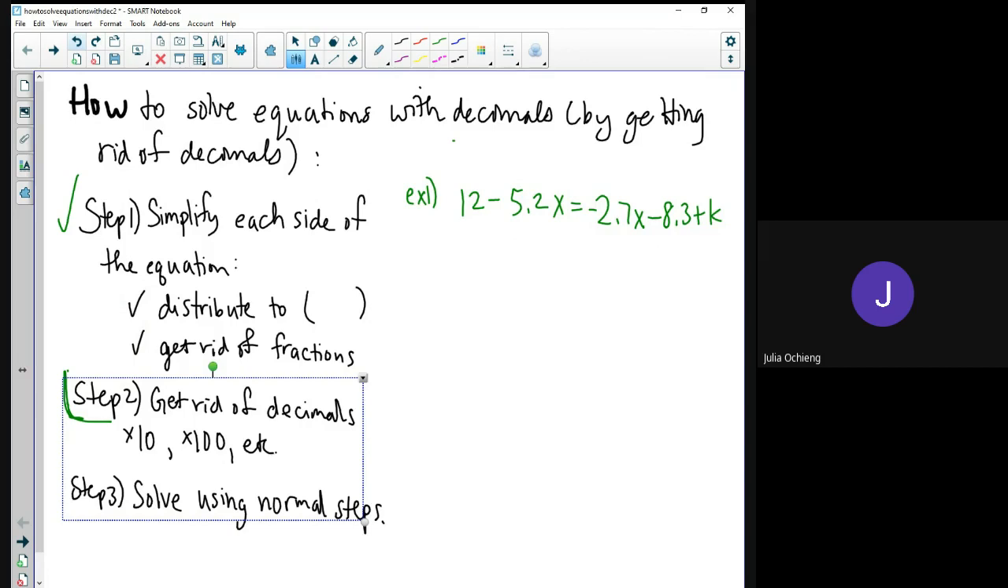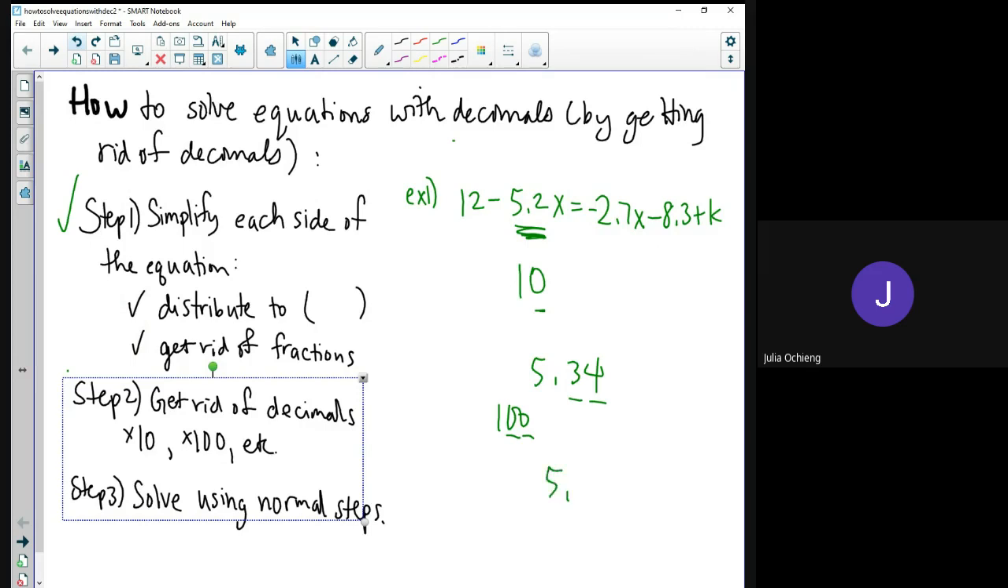Get rid of decimals by multiplying by 10 or 100 or 1,000 or some power of 10. Well, how do you know which one? In order to get rid of a decimal, if there's only one decimal, you're going to multiply by a power of 10 that has only 1 zero. If there are 2 decimal places, you have to multiply by 100, so you need 2 zeros. And if I multiply by 100, I will get rid of that decimal.